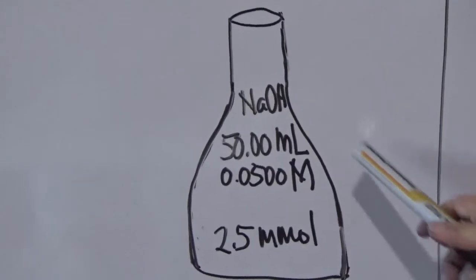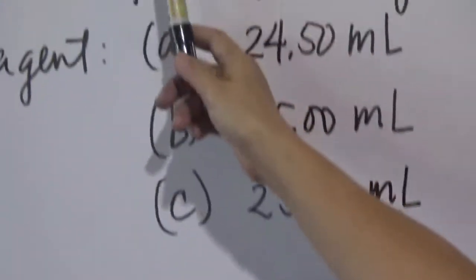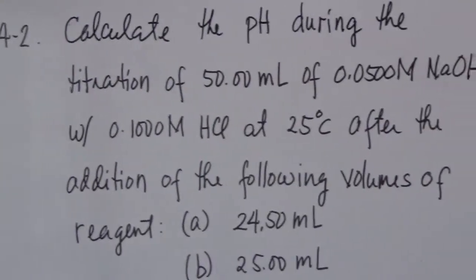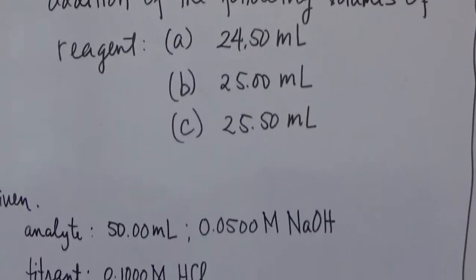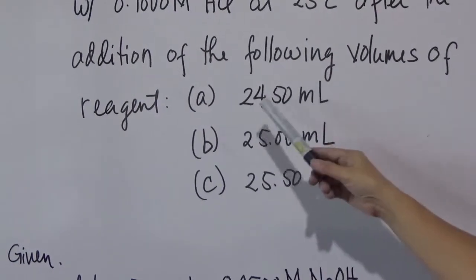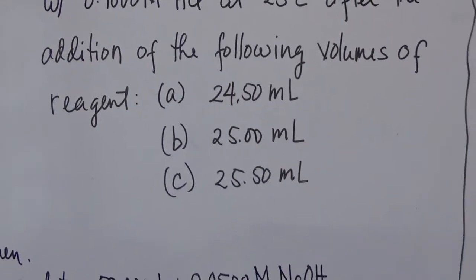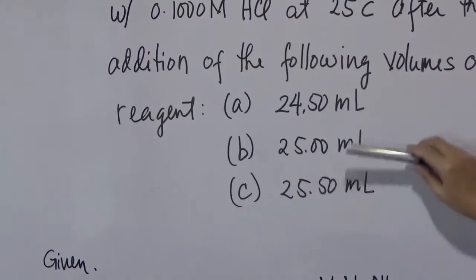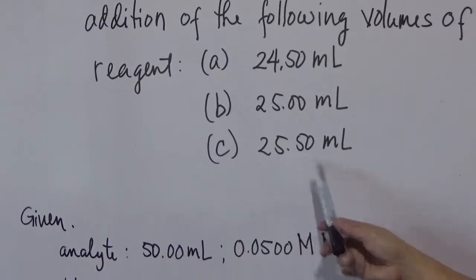Now, this analyte will be titrated with 0.1 molar hydrochloric acid, of course, at 25 degrees Celsius. We are going to determine the pH when the sodium hydroxide is titrated with 24.5 ml of 0.1 hydrochloric acid. Hydrochloric acid is our titrant. Then we are going to determine also the pH once it is titrated with 25 ml. Take note of the difference in volume, it's only 0.5, and the pH at 25.5.